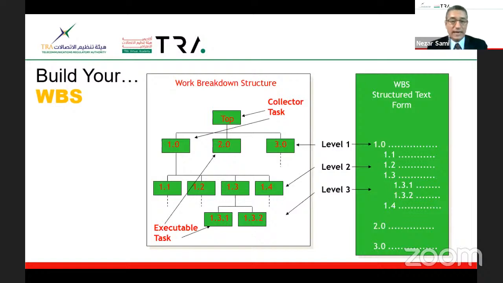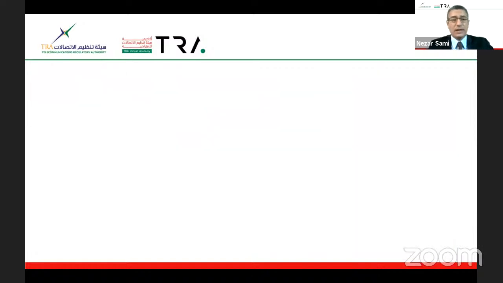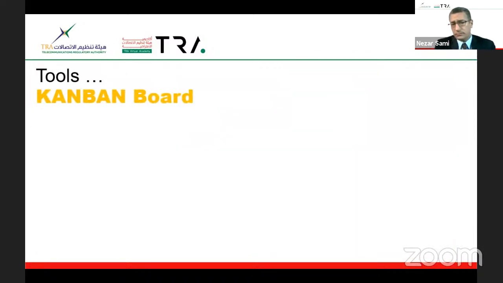So in order, at the end, to assure that nothing will fall between the cracks. This is extremely important. Having the big picture, putting things together in the work breakdown structure, you can easily do the time plan. You can do something like this using a nice tool, which is the Kanban board. You can easily do it with your team.